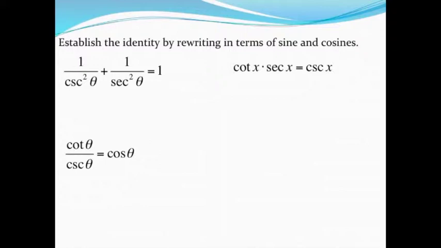One thing that's often useful to do when establishing trig identities is to rewrite pieces in terms of sine and cosine. And so here are a few examples of when that particular skill is very useful for establishing these identities. So let's go ahead and take a look.